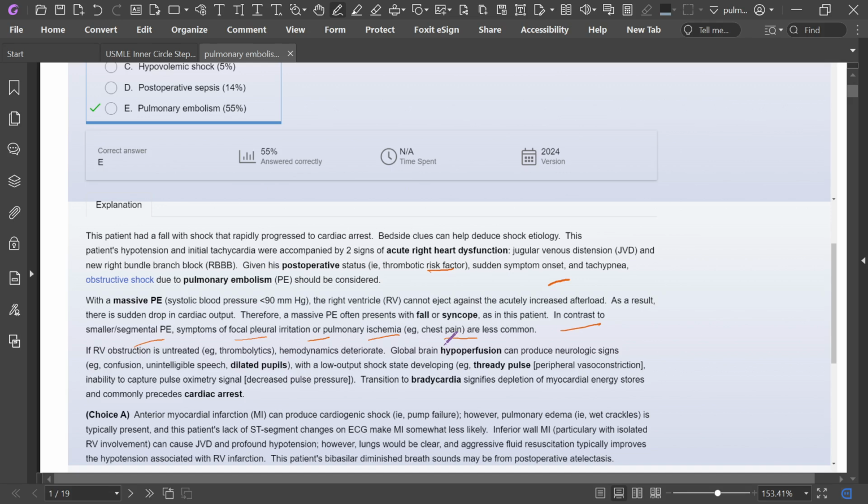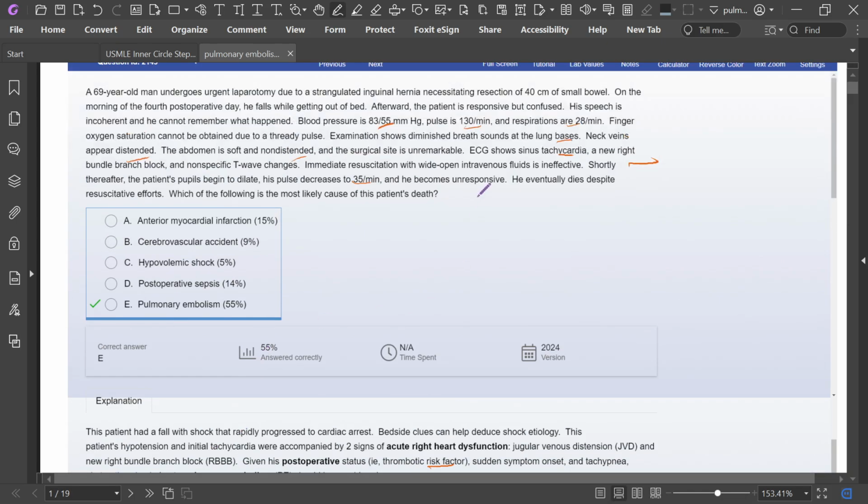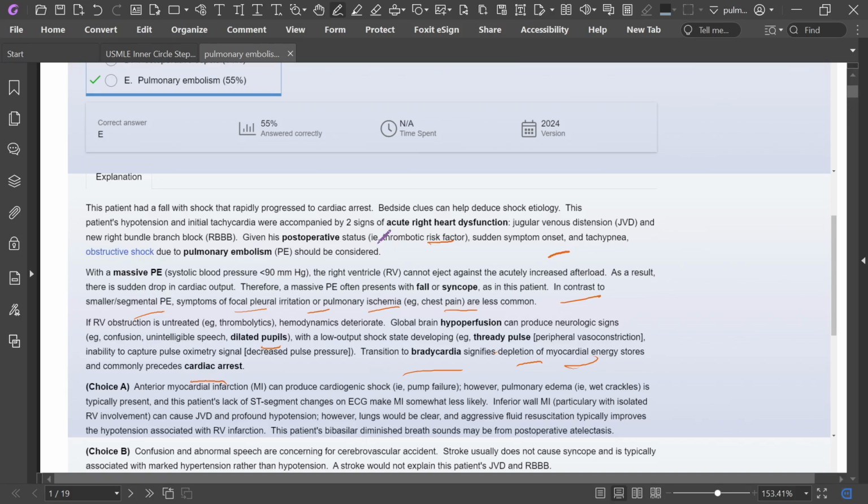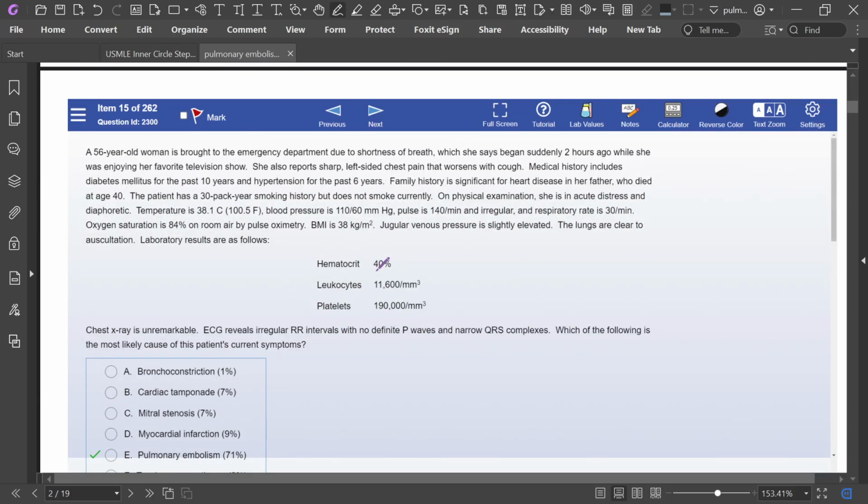Global brain hypoperfusion can produce neurologic signs: confusion, unintelligible speech, dilated pupils with a low output shock, like a thready pulse and decreased pulse pressure. Transition to bradycardia signifies depletion of the myocardial energy stores and commonly precedes cardiac arrest. So initially the diagnosis is clear-cut pulmonary embolism, but when the pulse is decreased, the pupils are dilated, and there are ECG changes, it looks like PE with cardiac arrest.